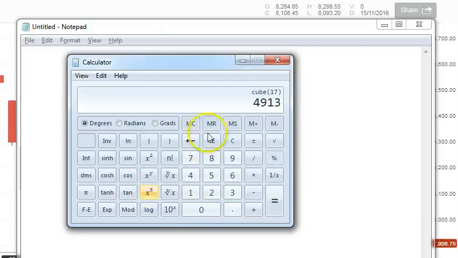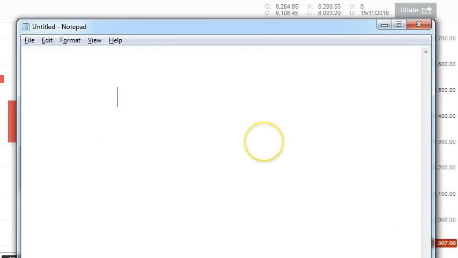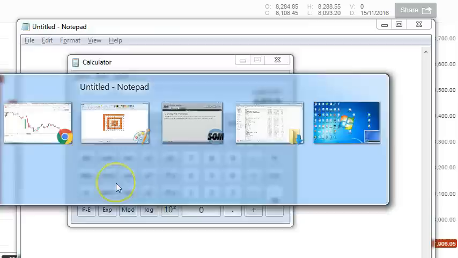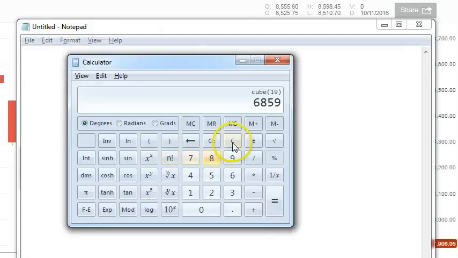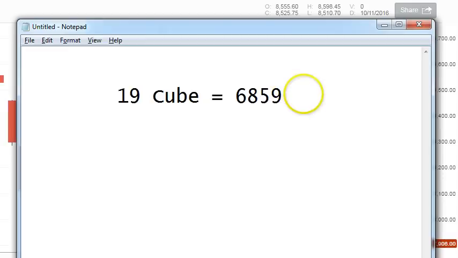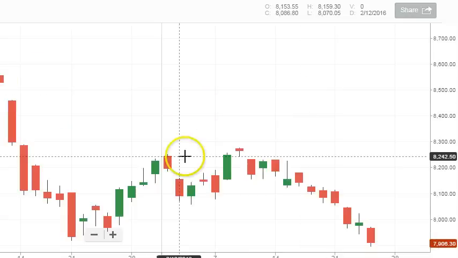17 cube, and then 18 cube. Alright, 19 cube is 6859, and 20 cube of course is 8000. 21 cube is 9259, I think.